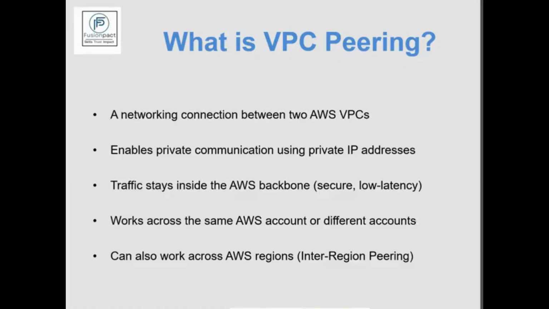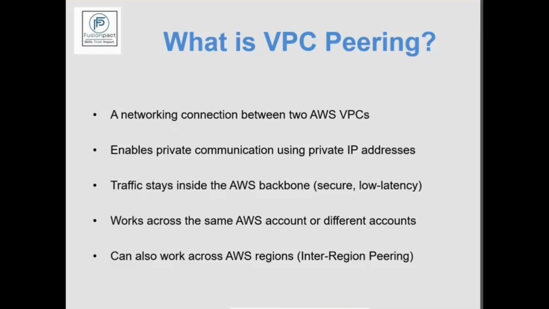It creates a network connection between two VPCs, and these VPCs can be in different regions or availability zones. It doesn't matter. We can still connect VPCs from different regions, and it will give you private communication using private IP addresses. It's secure and private as well, and AWS will handle all this.